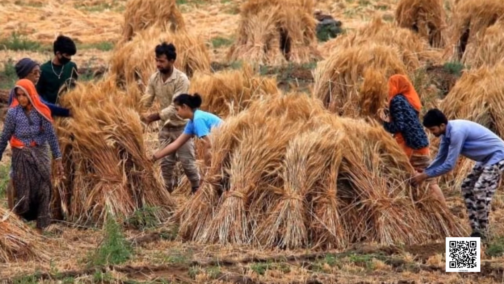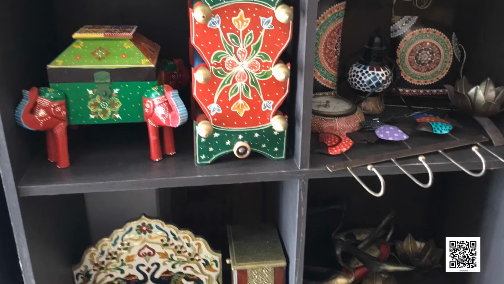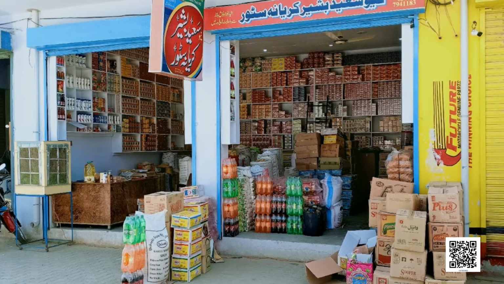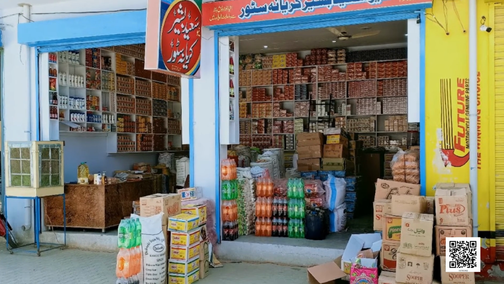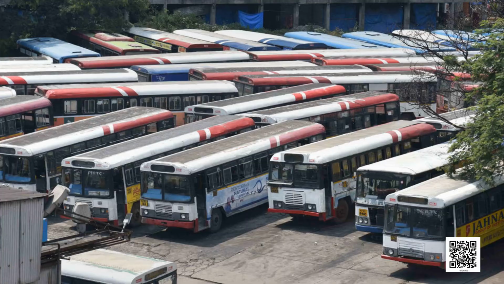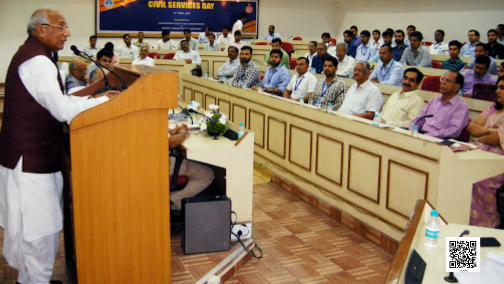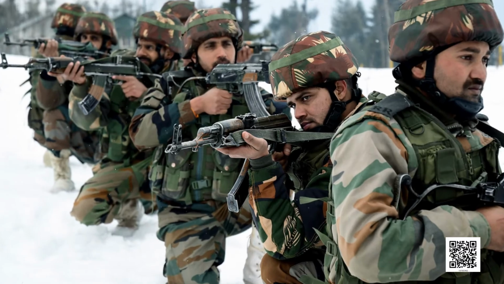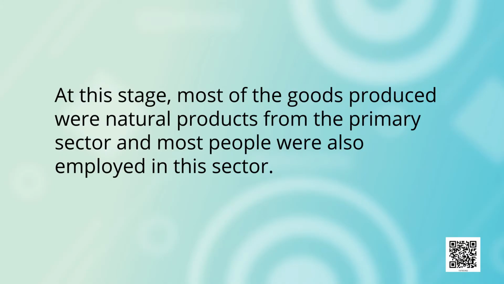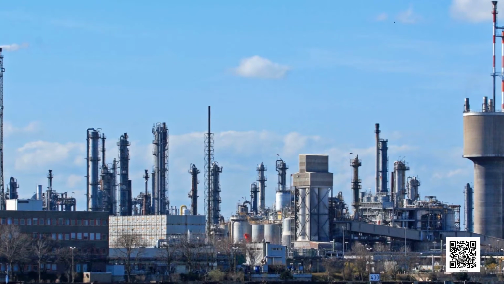There were increasing number of craftspersons and traders. Buying and selling activities increased many times. Besides, there were also transporters, administrators, army, etc. However, at this stage, most of the goods produced were natural products from the primary sector, and most people were also employed in this sector. Over a long time, and especially because new methods of manufacturing were introduced, factories came up and started expanding.